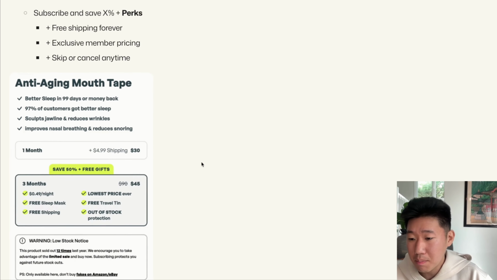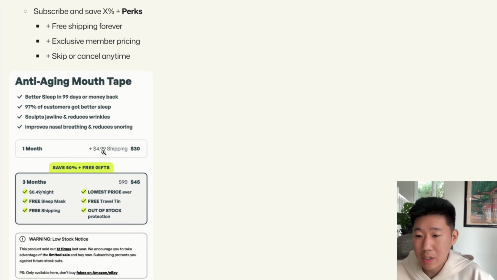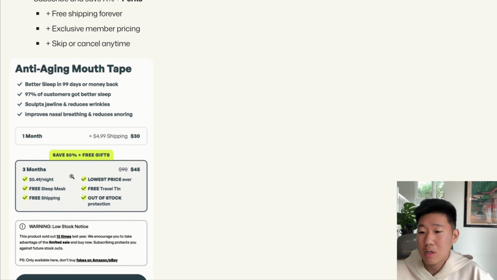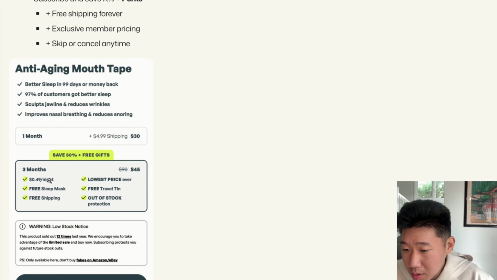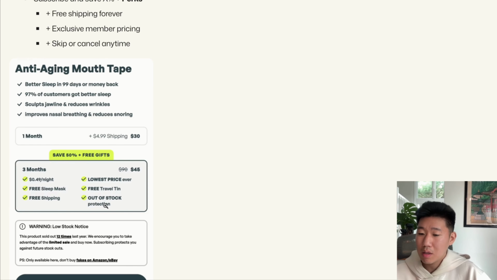So in this example, they have the 1 month option, which is basically just like a one-time purchase, but they also have the 3 month, and then they list out specifically what they'll get, listing out the price per night, getting a free gift, free shipping, lowest price ever, more free gifts, out of stock protection. It's all about framing things in a way.